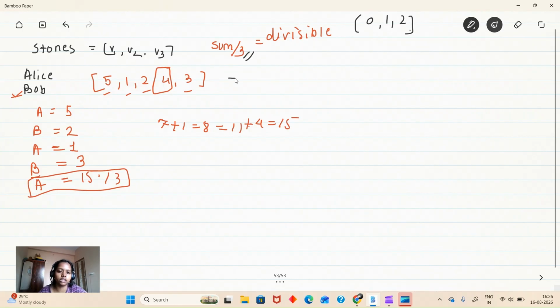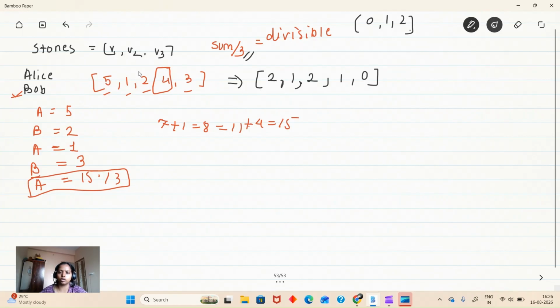Now, can we convert this? Yes. So if I divide 5 by 3, what is the remainder? Remainder will be 2. Now, if I divide 1 by 3, it will be 1 itself. If I divide, this will be 2 itself. Now, 4 as 1 and this will be 0. Okay, now we have what? 2, 1, 2, 1, 0.